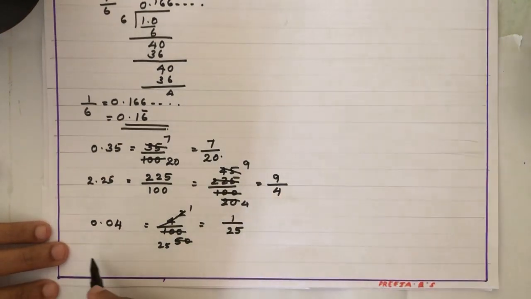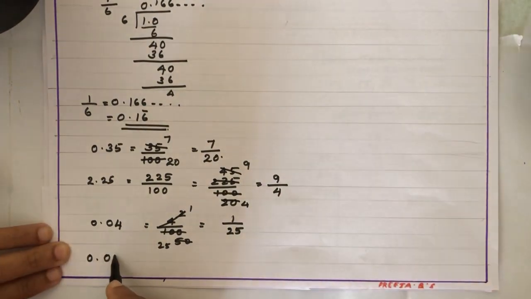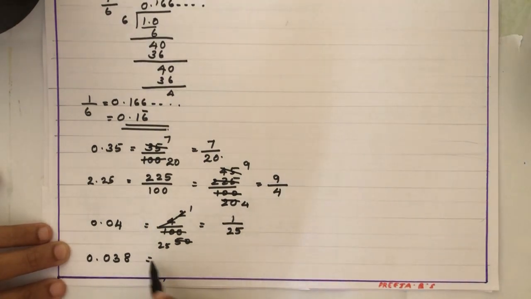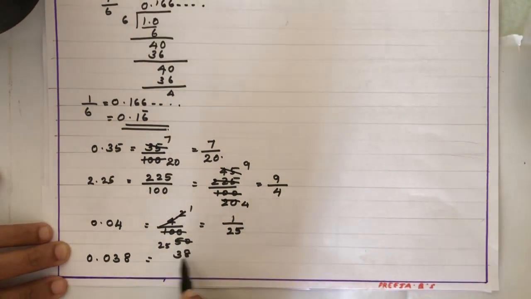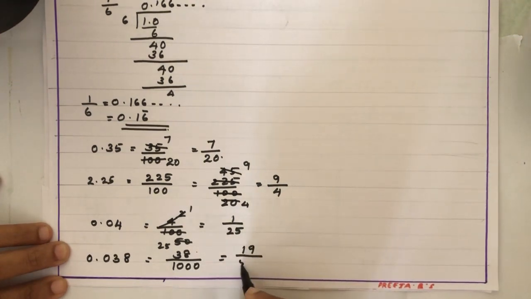Then another number, 0.038, equal to 38 by 1000. Isn't it? Here 3 decimal places. So both are divisible by 2. So we will get 19 by 500. Okay.